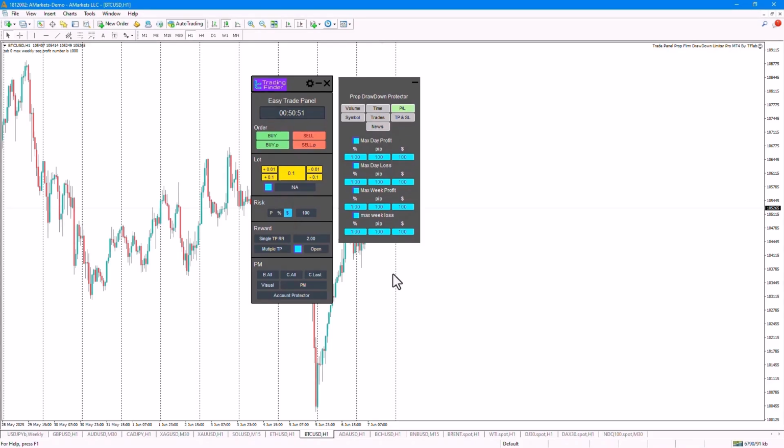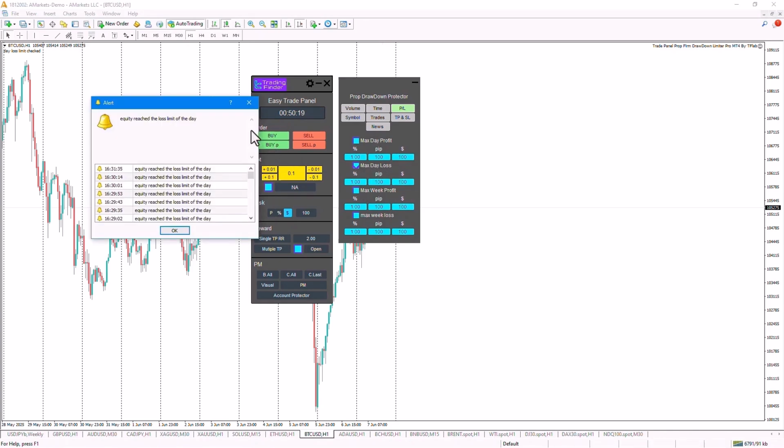In the seventh part of the tutorial, we enter the Profit and Loss tab, where we can set the maximum daily profit, maximum daily loss, maximum weekly profit, and maximum weekly loss. Additionally, in each section, you have the option to set the profit or loss amount based on percentage, points, or dollars. For example, here I activate the maximum daily loss option, and if I try to enter a trade, it will issue a warning for me.